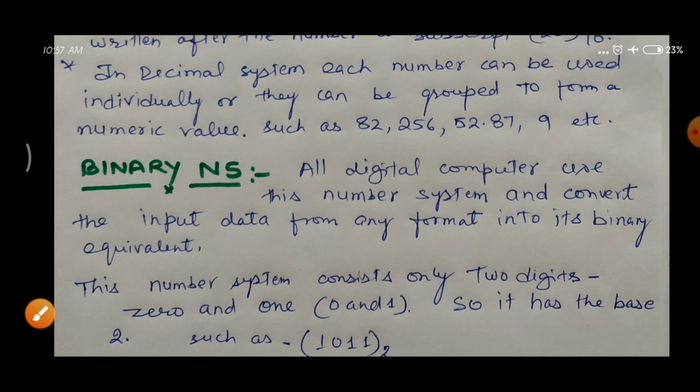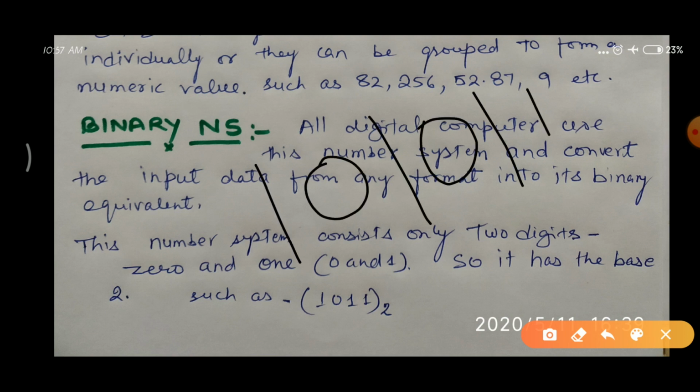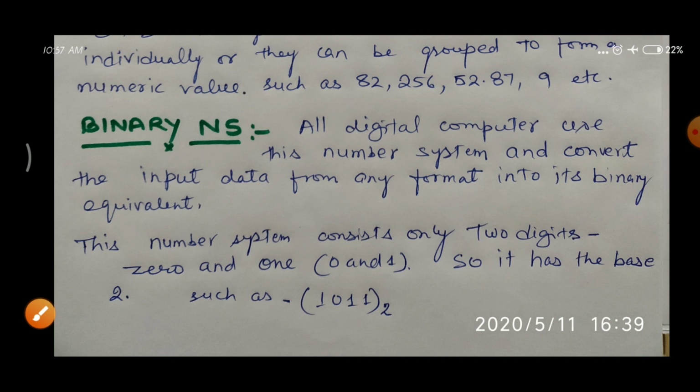Whenever we construct a binary number system, or want to use any binary number, we can combine only 0 and 1. For example, 1 0 1 0 1 1 1. Here we are using only 0 and 1 to construct the binary number, and the base of this number will be 2. So if the base is 2, that means it is a binary number.